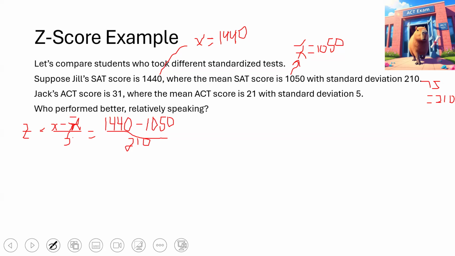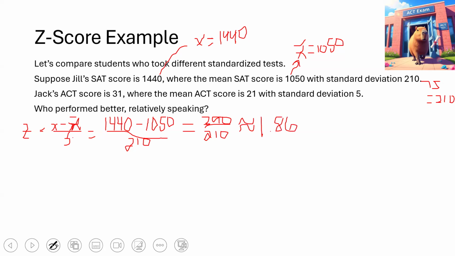Okay, so if we go ahead and calculate 1440 minus 1050, we're going to get 390, and we're dividing that by 210. We get 1.857. All right, so we're going to approximate that as 1.86.